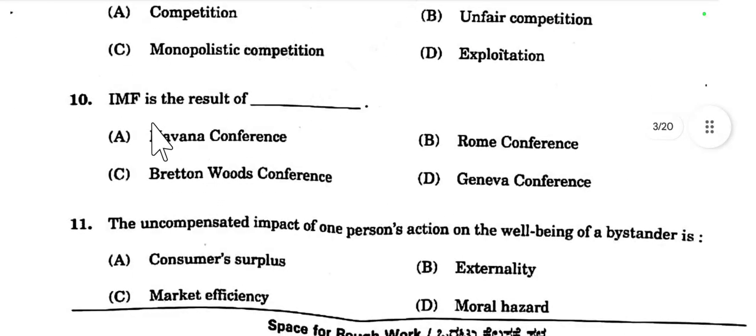Then question number 10. IMF is the result of Havana Conference, Rome Conference, Bretton Woods Conference, or Geneva Conference. IMF is the result of Bretton Woods Conference. IMF, World Bank, 1948-49. So IMF is the result of Bretton Woods Conference. IMF means International Monetary Fund.